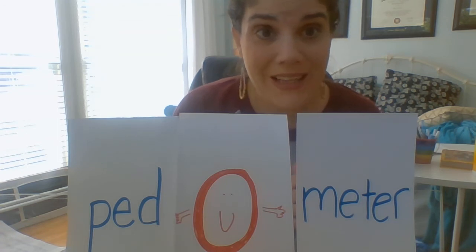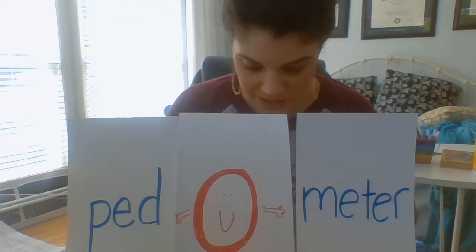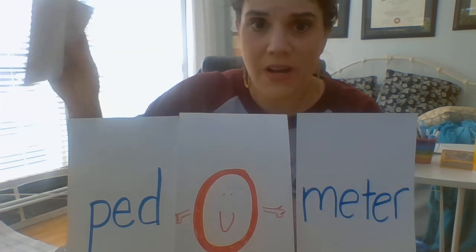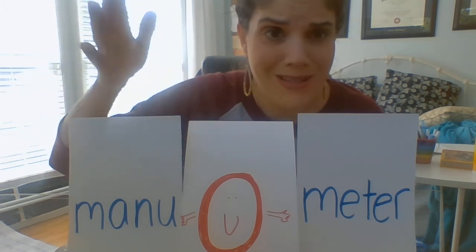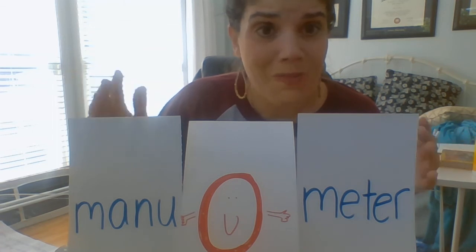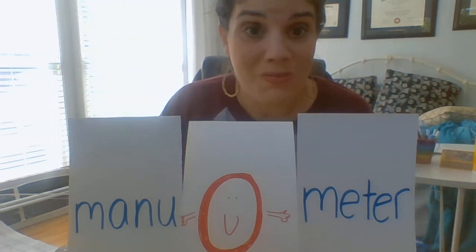So even though ped literally means foot and not step, a pedometer is going to count the number of steps I have. I don't think this is a thing. I don't know if there's ever actually been one, but a manometer would technically count how many times I did something with my hand. Again, not a real word, but by using your knowledge of the morphemes, you can figure out what the word would mean if you ever saw it.